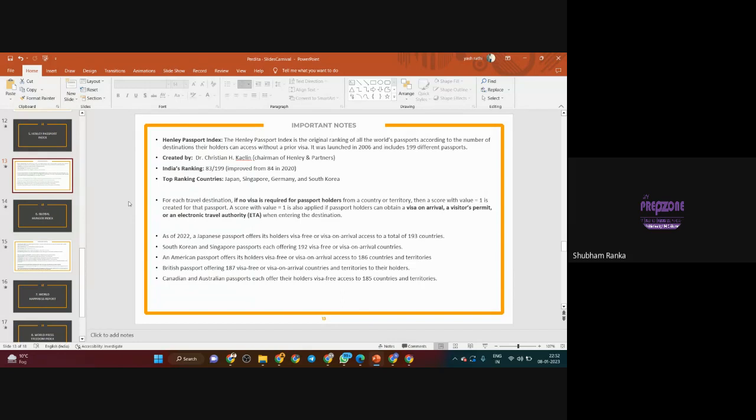Very simple index, but very important. If the discussion comes on how strong a country is, and you want to give a different perspective, you can always discuss this: what the Henley Passport Index is, what these rankings are, and how countries maintain relations with each other. That is why you may score higher or lower in these rankings. So again, this is a discussion that you can have very easily in your VATs, PIs, GTs.